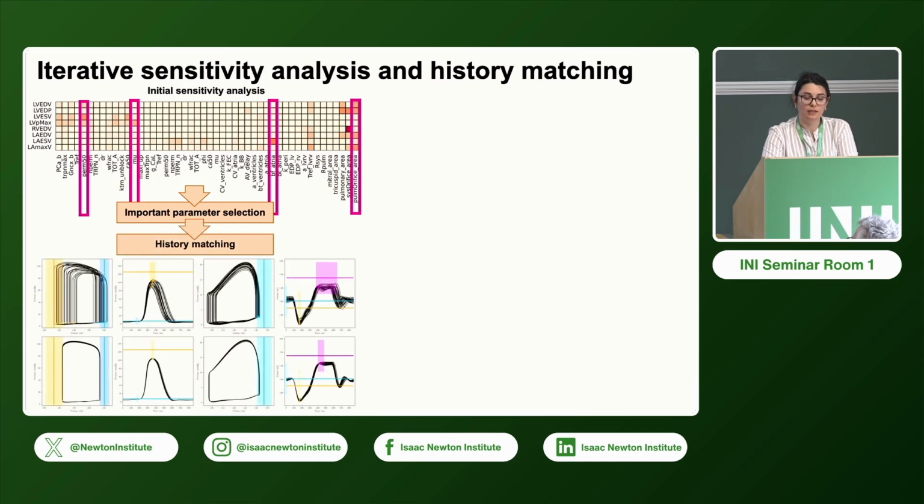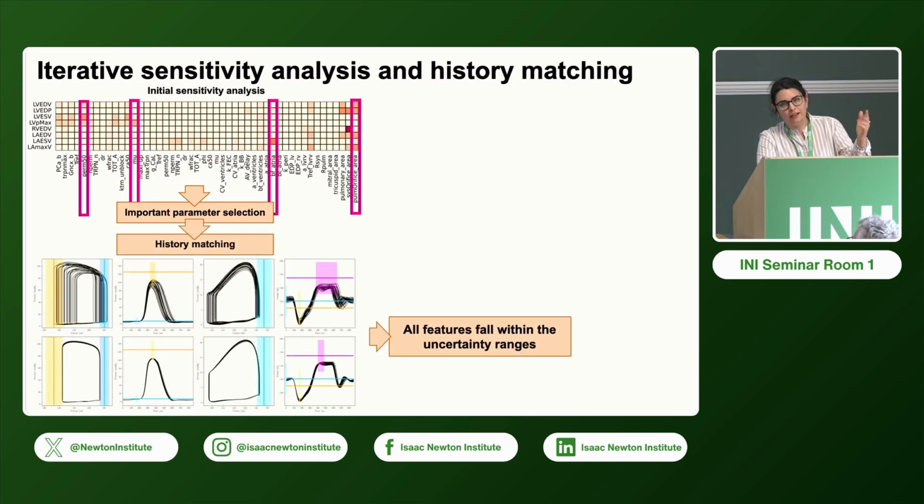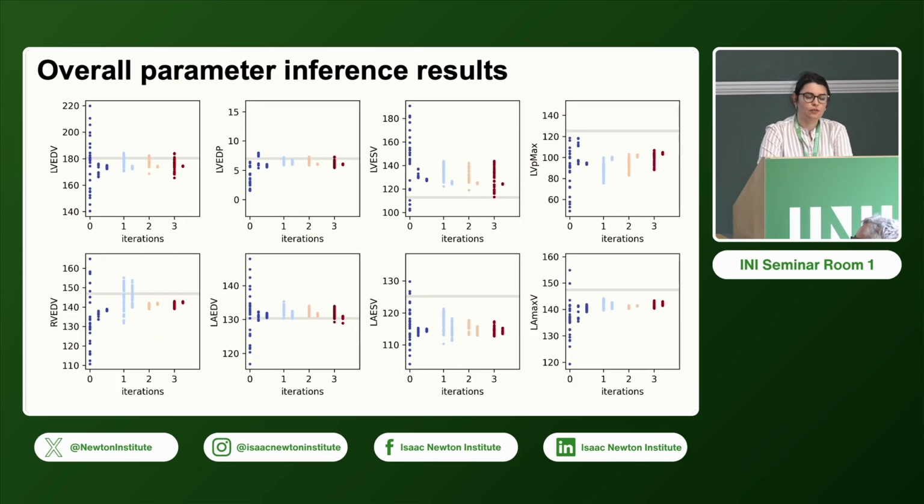I did this 4 times. And at this point, the outputs are within physiological ranges. So this is what it looks like. Each plot is a different output I'm trying to fit. The gray areas are the uncertainty ranges for the outputs, and the dots are different simulations.